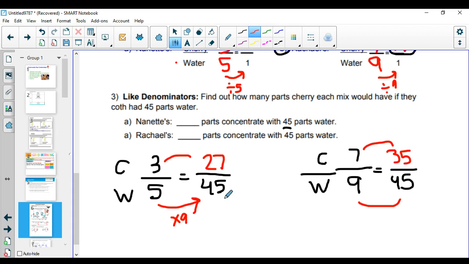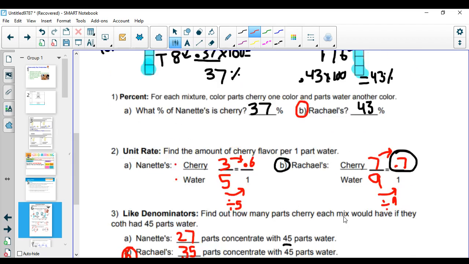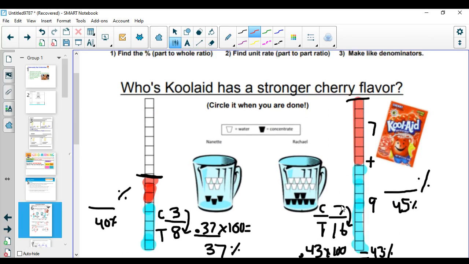Now it makes sense if they have the same amount of water. Whichever one has more cherry is obviously going to be the one that has a stronger cherry flavor. So Nanette's has 27 parts cherry or concentrate with 45 parts water, and Rachel's has 35. So once again, we are able to prove that Rachel's is going to be stronger. So we've proved that all 3 ways.